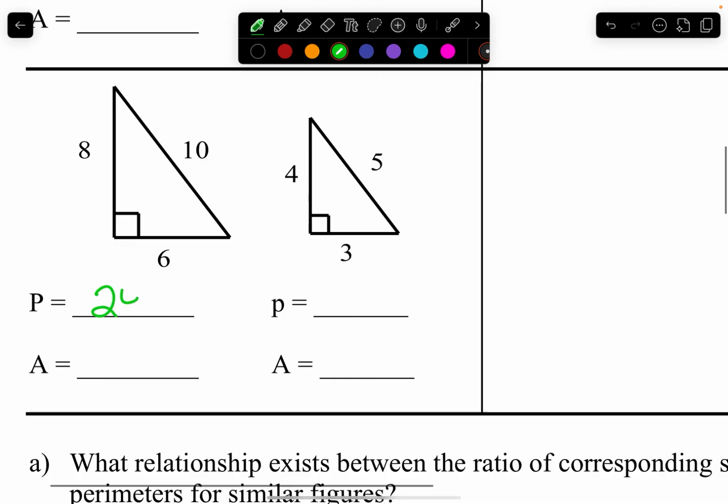So this has a perimeter of 24 meters or whatever the units are. I don't actually know the units for this one. And then this will give me 9, 10, 11, 12. And then the areas, remember for a triangle, area is base times height divided by 2. So 6 times 8 is 48 divided by 2, which is 24. And then the area here would be 4 times 3, which is 12. 12 divided by 2 is 6.